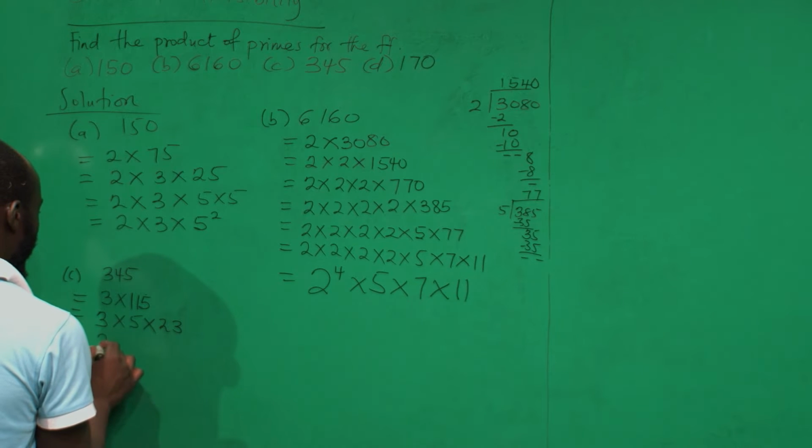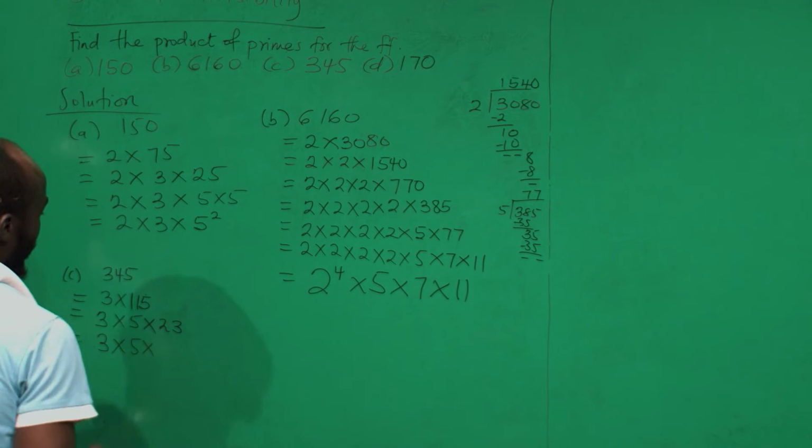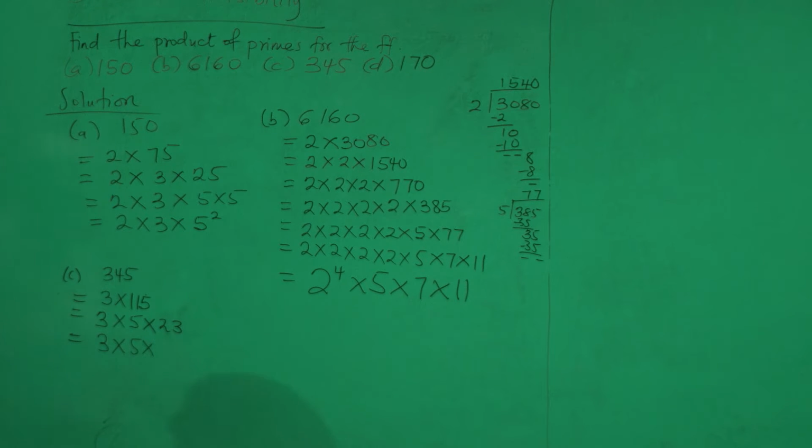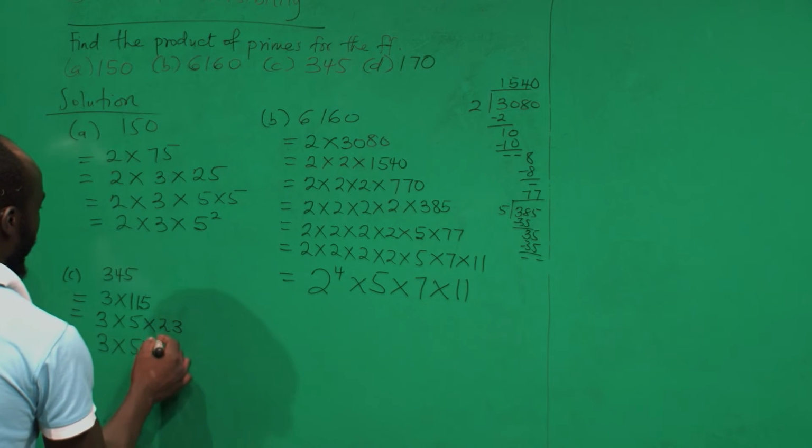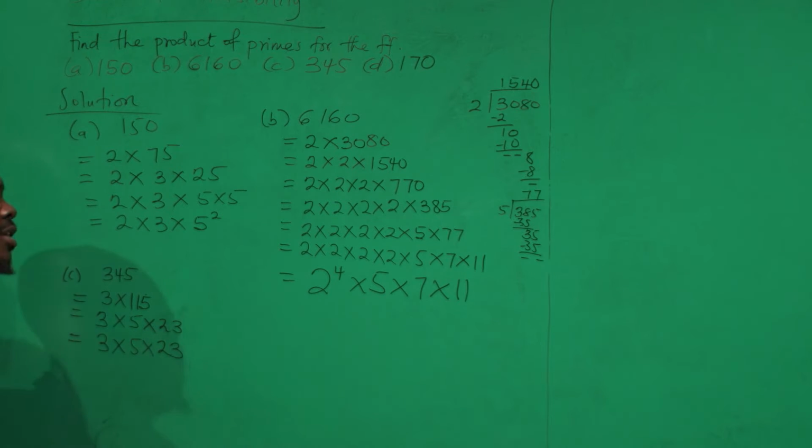So we have 3 times 5 times. Okay, so looking at 23, using our sieve method, we saw that 23 was a prime number. No number can go into 23. 2 times what gives 23? There is no number. 3 times what gives 23? No. 4 times what? No. So 23 itself is a prime number. So that is the final answer. I guess you were able to get it in the house. If not, try your hands on it again and it will be okay.